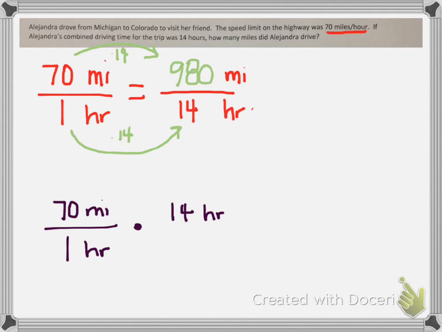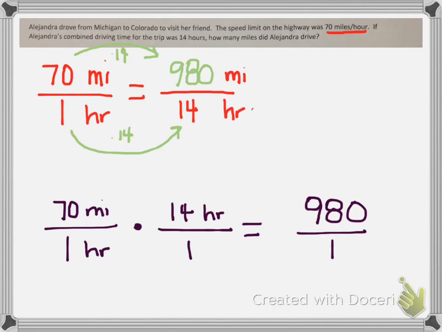All right, and then I see that we have fractions here, so I'd like my 14 to also be a fraction, and I can make that a fraction by putting it over 1. 14 divided by 1 is also 14. And then I can see that when I multiply 70 times 14, I get my answer of 980. And on the denominator, I see 1 times 1 is 1, so 980 over 1.